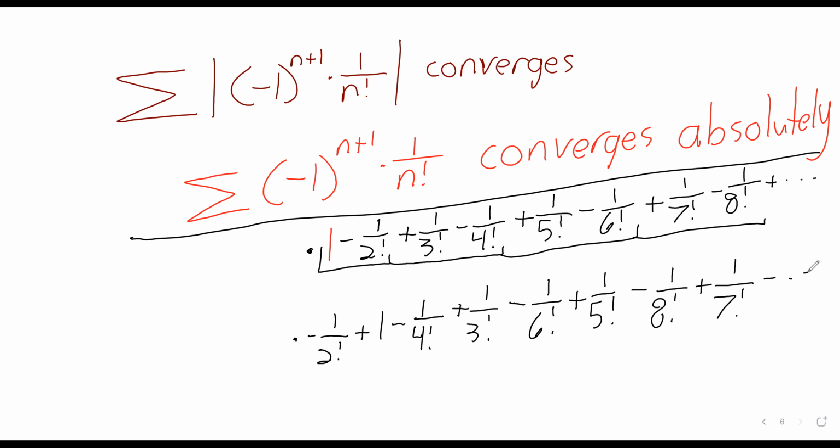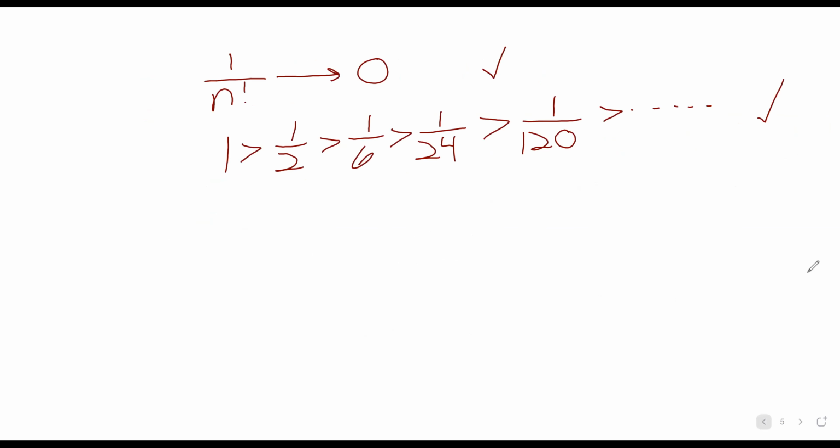That second term is smaller than the first term, larger than the first term. The fourth term is larger than the third term. The sixth term is larger than the fifth term. We do not have this string of inequalities that we need for the test to work. Nevertheless, this series does converge.